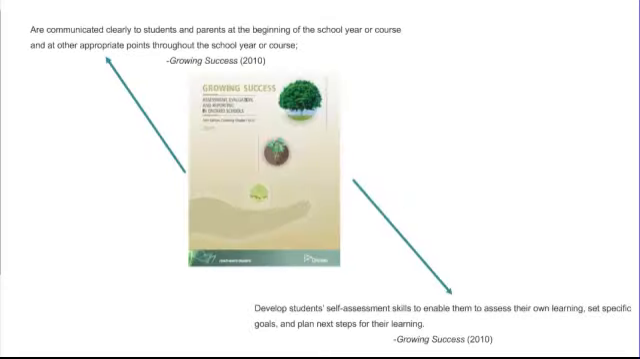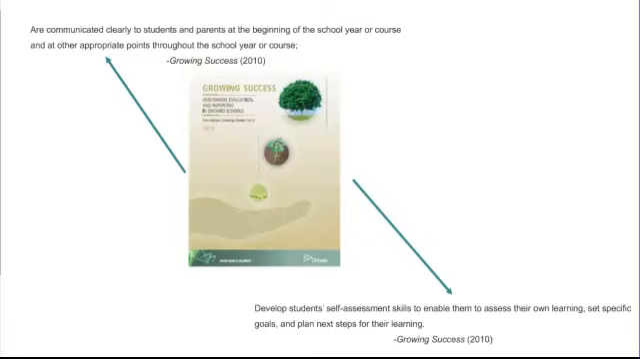There's a connection between the ministry document, Growing Success, and this article. Of the 7 principles, I've located 2 that really are shown in this article. The first is: are communicated clearly to students and parents at the beginning of the school year or course and at other appropriate points throughout the school year or course. This article identifies that the evaluative process needs to be shifted more to an assessment process, and it talks about formative and summative assessment, so assessment as learning, assessment of learning. So it talks about how that needs to be used and not just evaluating and giving that grade.